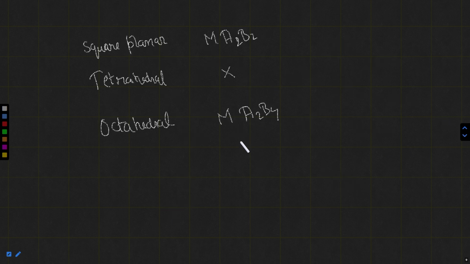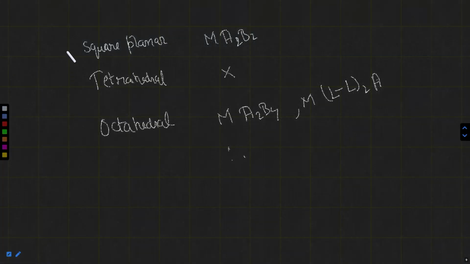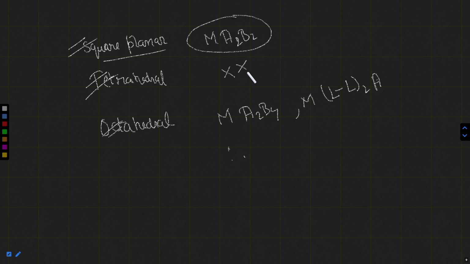So we can say that a ligand of the type M, I'm representing a bidentate ligand with LL, and B or A you can write. So this can have geometrical isomerism. Clear? So far we have seen square planar, tetrahedral, and octahedral. Square planar of the type MA2B2 will show geometrical isomerism. Tetrahedral will never show geometrical isomerism. And octahedral of the type MA2 and MLL2A will show geometrical isomerism.